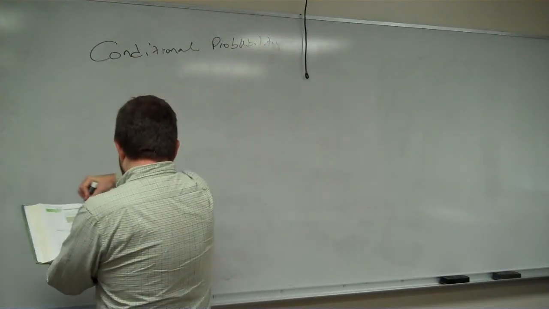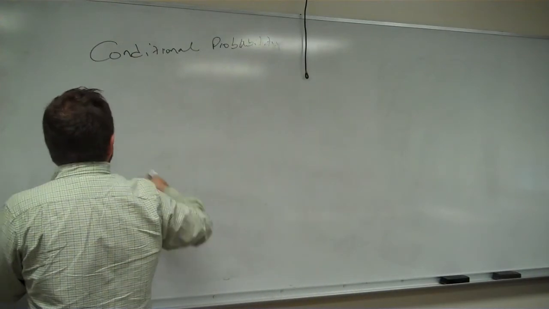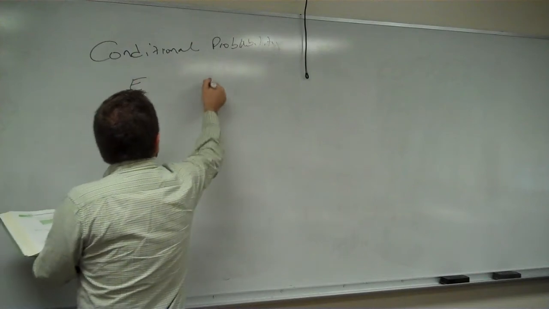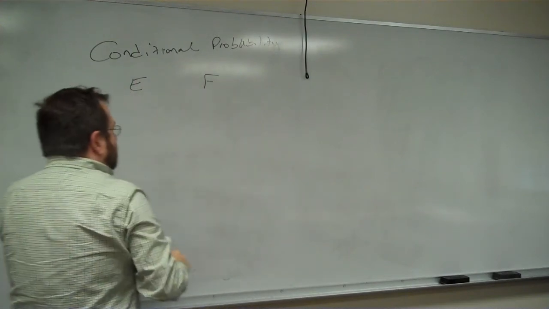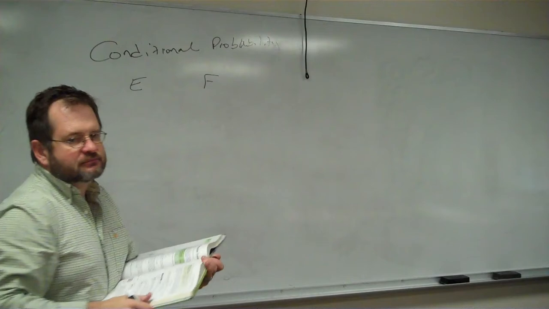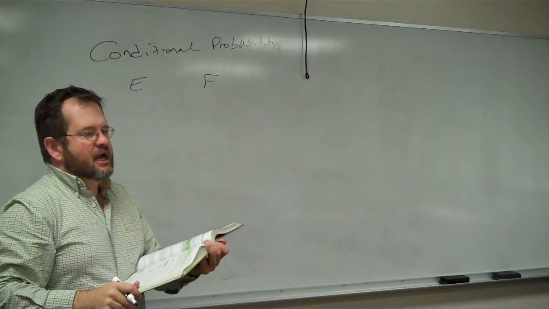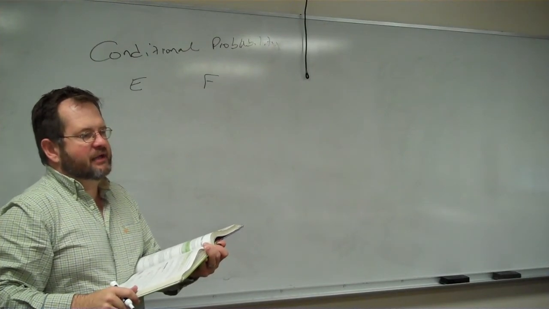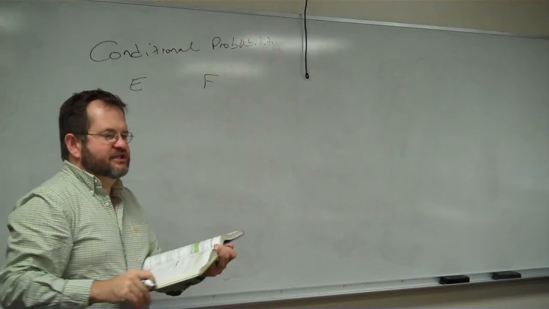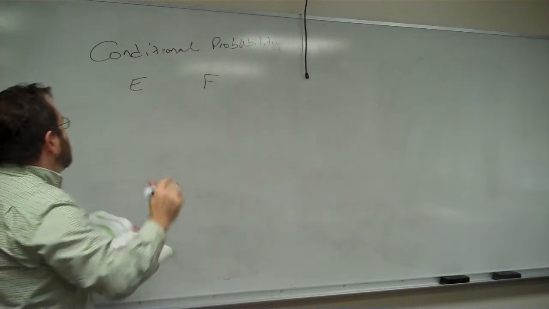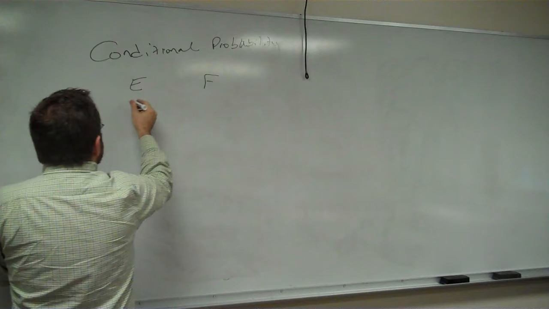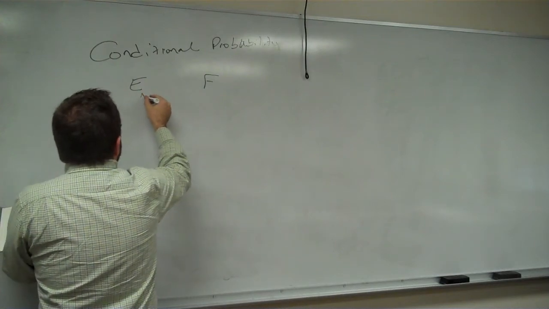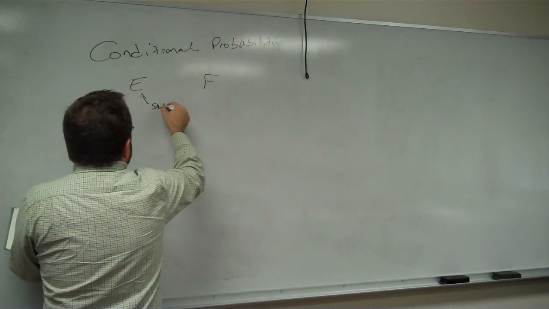But if you have 2 kinds of events happening, E is one event and F is another. Like, what can we do here? How about, let's use the room. We're using our room. We're going to pick a student at random. E is, student chosen is a girl.